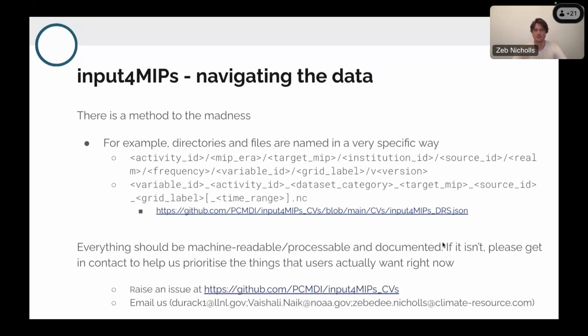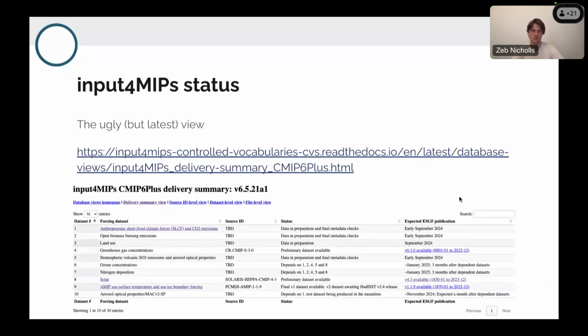The point of this is that everything should basically be machine readable, machine processable, and documented. If it isn't, then, as I said, please get in contact to help us prioritize things, so that we know what users want and what they're struggling with, and we can fix that as quickly as possible. And this is the same contact information as the previous slide.